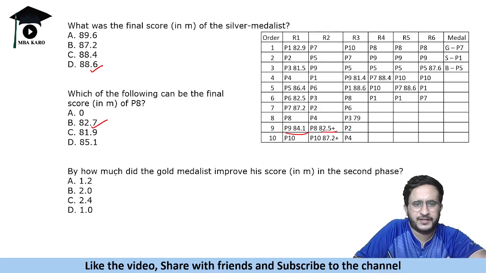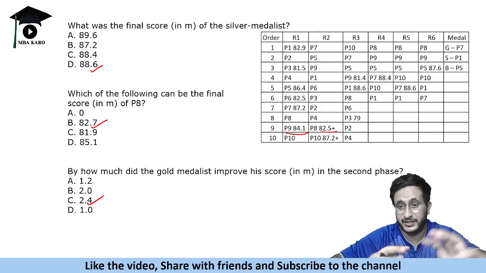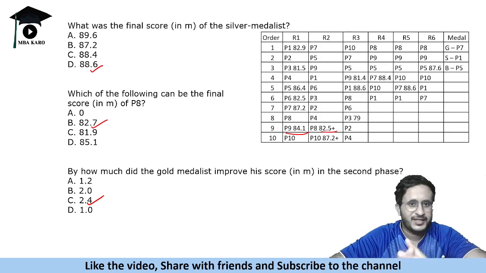Then we have, by how much did the gold medalist improve his score in the second phase? Sorry, in the second phase the total is 2.4. It is saying the total in the second phase, not asking round by round, right? So the total is 2.4 meters. So that was the solution to the set and the answers to the questions.